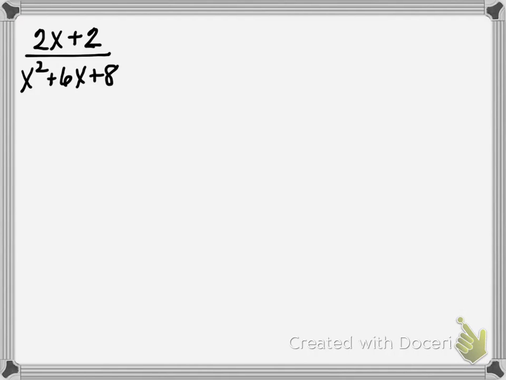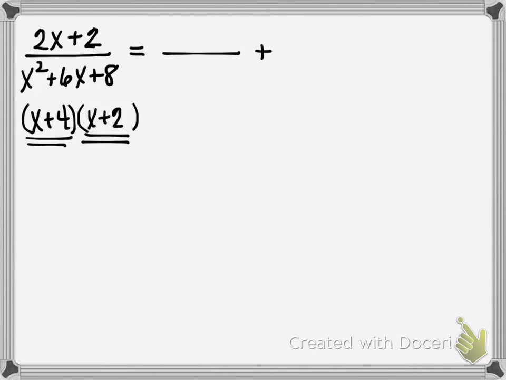We want to decompose this rational expression into partial fractions. To begin, you want to factor the denominator. This denominator factors into x plus 4 times the quantity x plus 2. So the number of factors here tells us how many partial fractions we're going to have. So we'll have two partial fractions, the first with the denominator of x plus 4 and the second with the denominator of x plus 2.